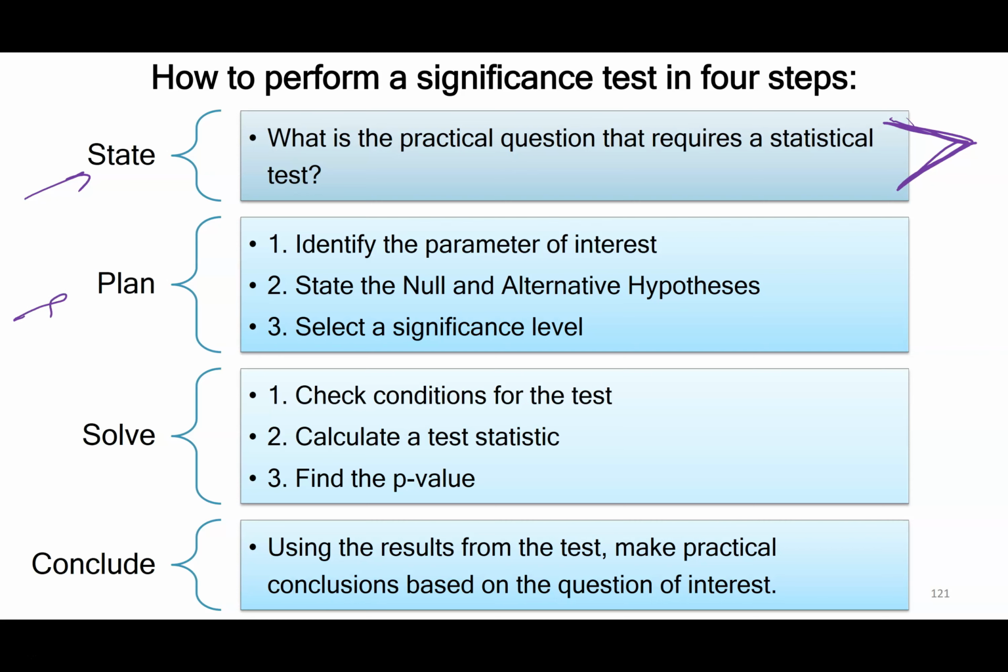Then for our plan, we want to identify what the parameter of interest is. For a 2-sample t-test, it's going to be mu1 minus mu2, and you have to be able to describe what that is in context. Then we state our hypotheses and state the significance level. If it's stated already, you have to use the significance level provided. However, when one isn't provided, it's usually okay to go with 0.05.